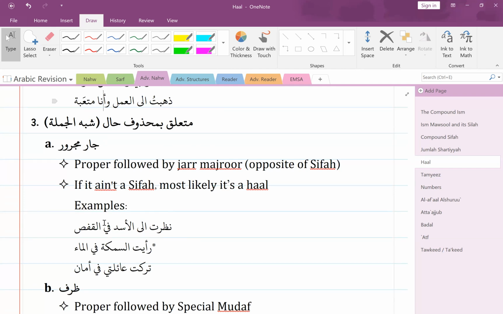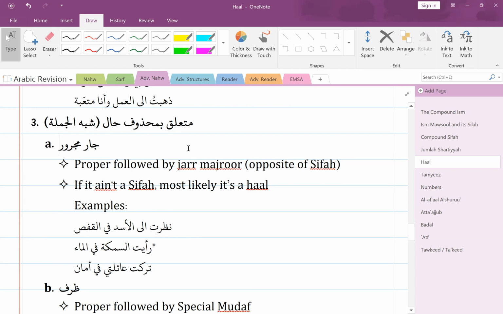So here we have a proper sahibul hal. And then of course you have your jar majroor. Now there are two cases. When we say muta'alliq be something, we normally talk about two kinds of muta'alliqs. Either it's jar majroor or it's a dharf. Yeah, we remember that from when we're doing basic nahu.